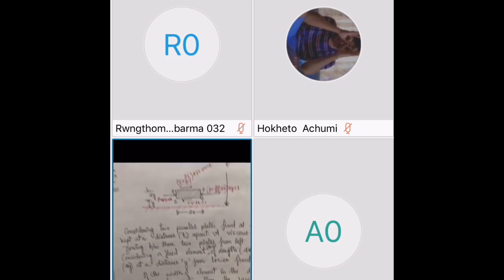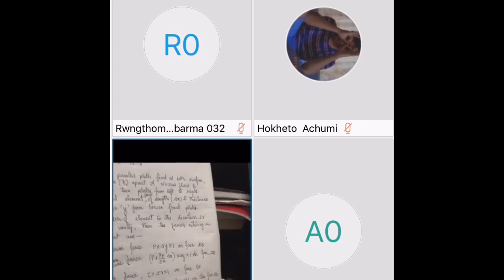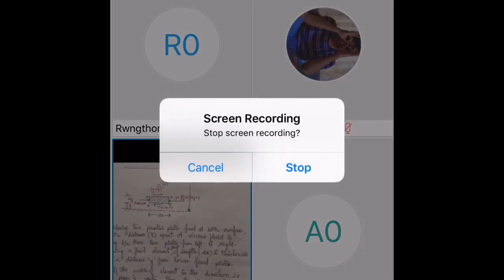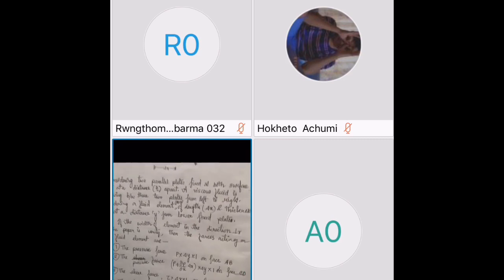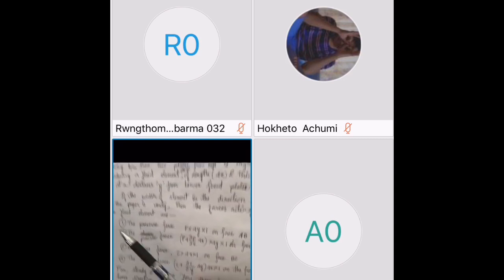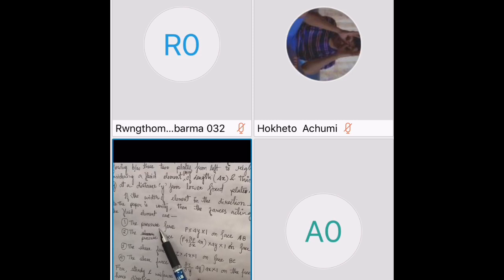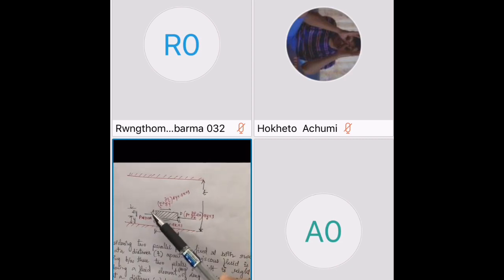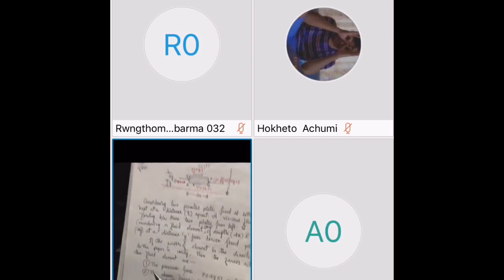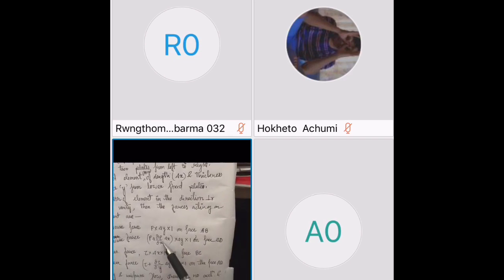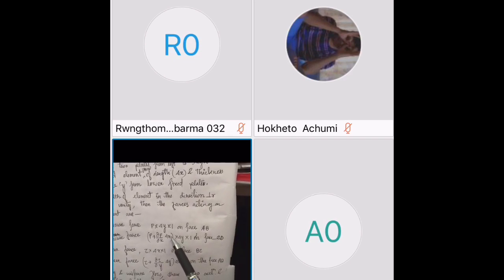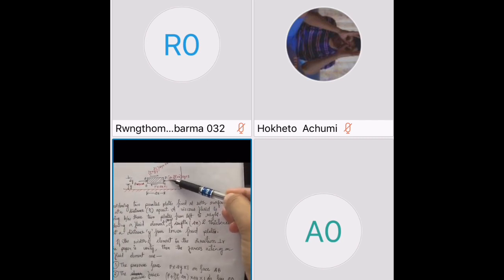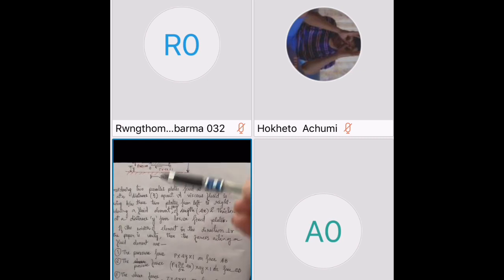Is that clear to you, everyone? Any doubt? Okay. If you have any doubt, you can write in the chat box. So, you add all the terms. After adding, you will get del p by del x equal to del tau by del y, and you mark this equation as equation number 1.